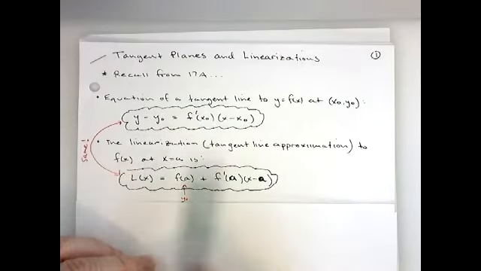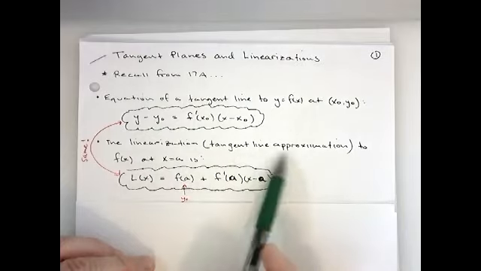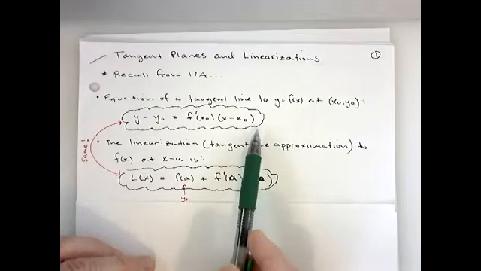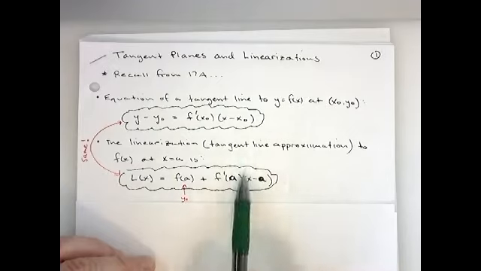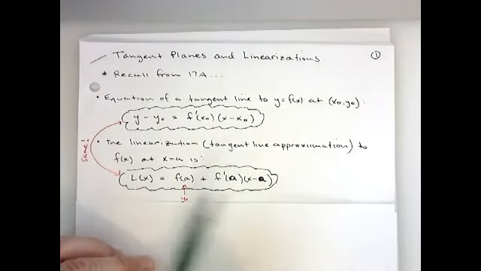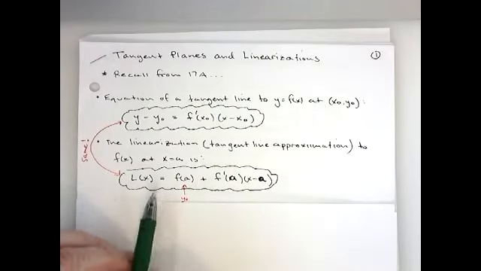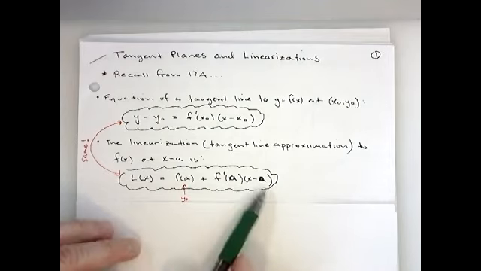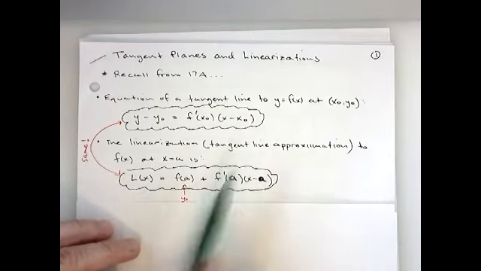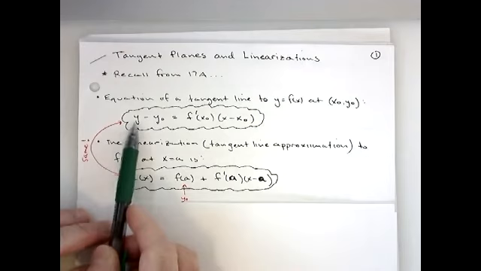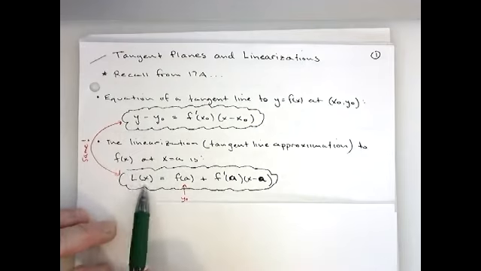The linearization is also called the tangent line approximation. It's actually the same. These are one and the same. They were presented together in 17a. When we talk about the linearization, it really is just the same as the tangent line. The only difference is we're going to replace y with L of x to emphasize that it's a linearization. It's a function of x.